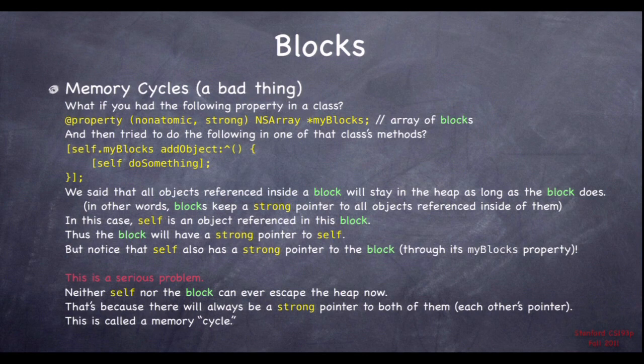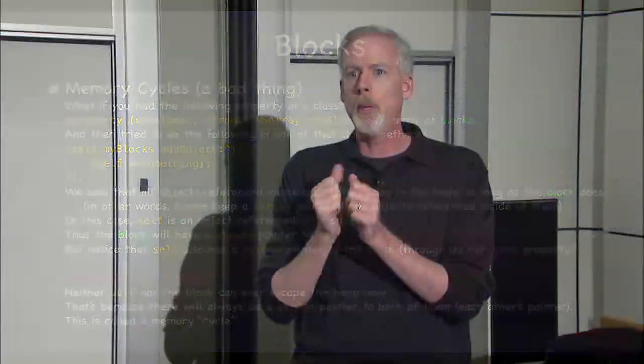Because never is it going to be a situation where one of us has no strong pointers left to the other. Okay? So that's bad. That's a memory cycle. That's going to leak memory. It's going to keep these two objects in memory forever. So how do we get out of this?